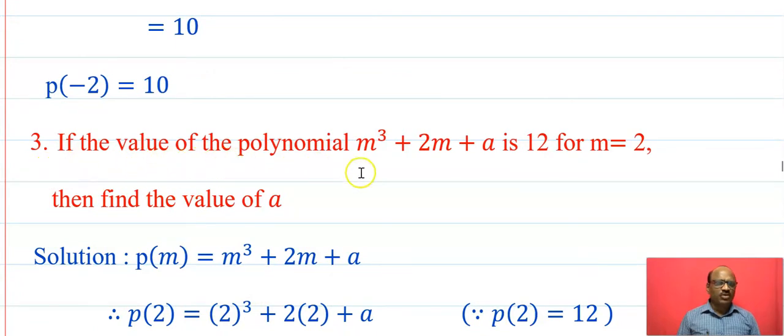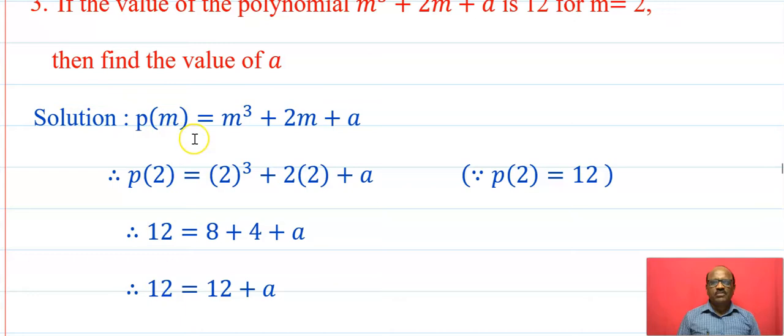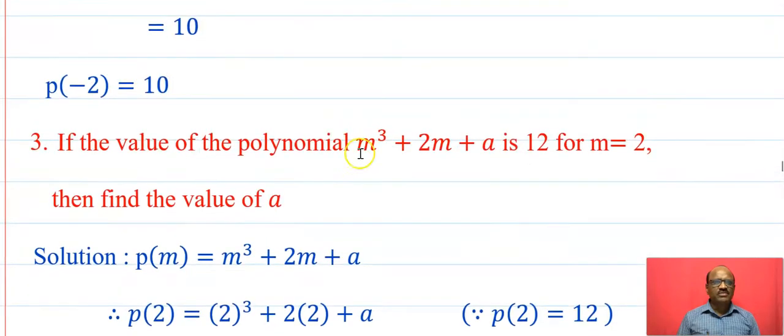If the value of the polynomial m cube plus 2m plus a is 12 for m equal to 2, then find the value of a. P of m is equal to m cube plus 2m plus a. P of 2, that is m is replaced by 2. We have been given the value.